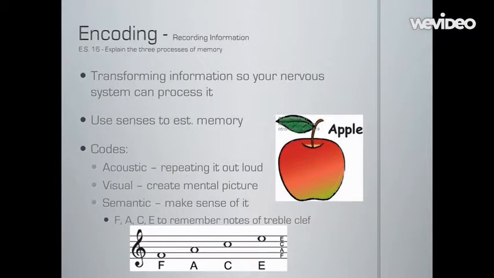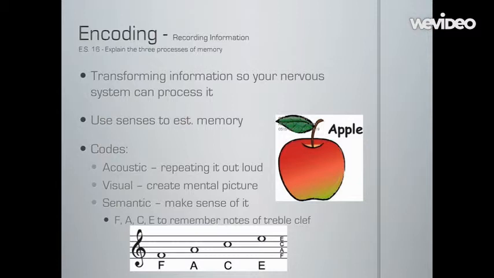Some people like to do the acoustic type of code, where you just repeat it over and over and over again out loud, or maybe kind of out loud to yourself in your brain, to eventually be stored. Others are visual, so you create a mental picture of a word that you just saw or something that just happened. So for example, if I had on a piece of paper an apple, you would visually see an apple to help remember that or encode it. The last one being semantic, okay, trying to make sense of it, and this is very much individualized. People use those semantic codes in different ways.